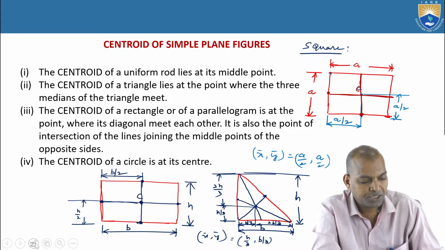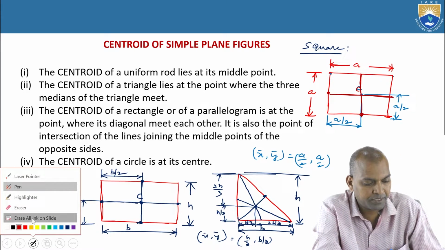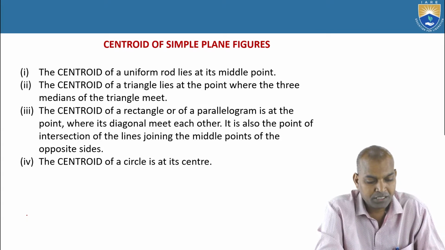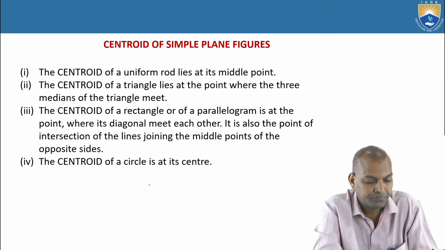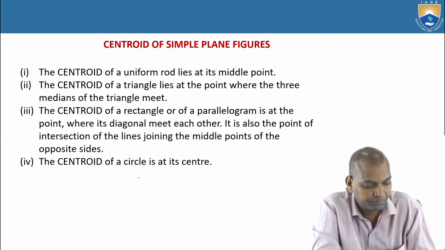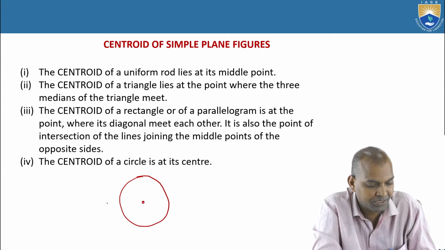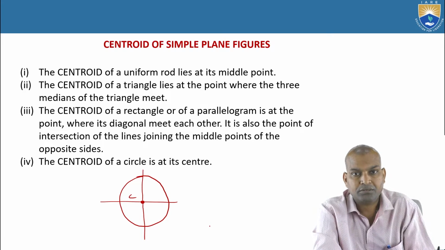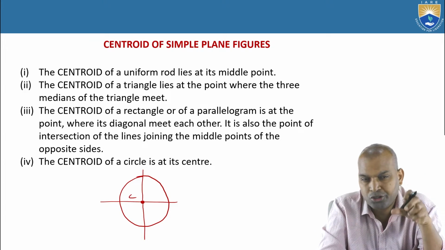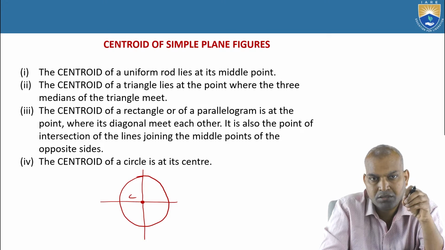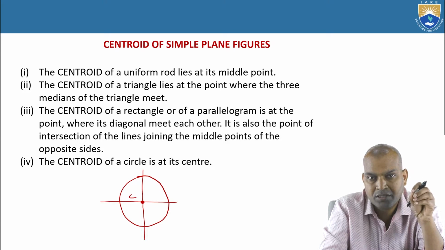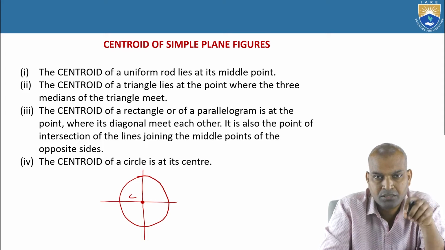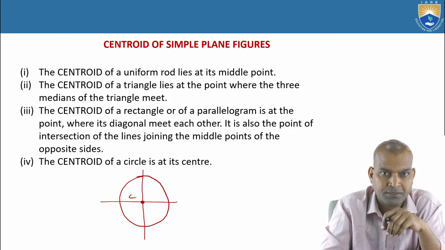And coming to the next geometry, the most popular geometry, the circle. What is the centroid of a circle? The centroid of a circle is at the center. That's what is mentioned. The total area of the circle is assumed to be concentrated at the center of the circle. That center is known as the centroid of a circle.